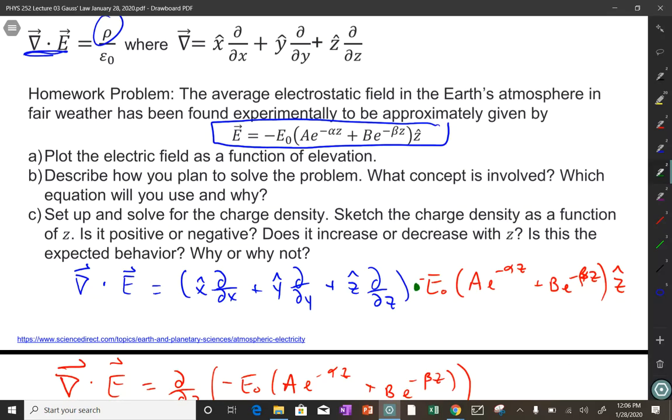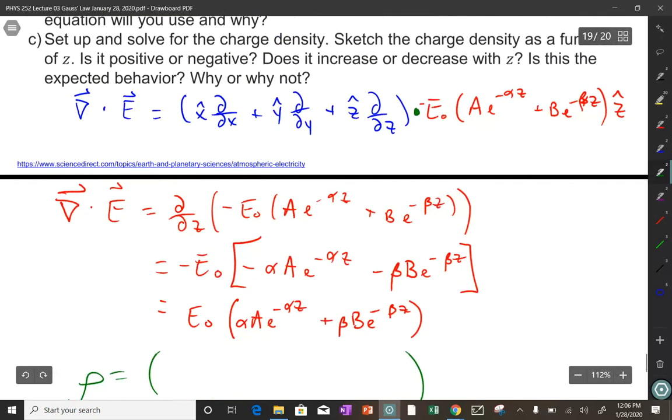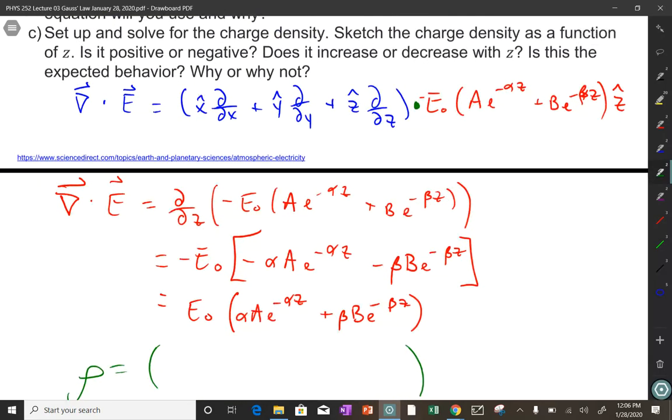Is it positive or negative? Well, what did we just find? It was negative. It was positive. What? Remember our negative times negative? The negative went away. Right, because the charge density in the atmosphere was positive. The Earth was negative, we determined, because of the direction of the electric field lines. But if you get infinitely far away, you have zero, and close, which means you have to have much positive charge in the atmosphere. And then, does it increase or decrease with z?